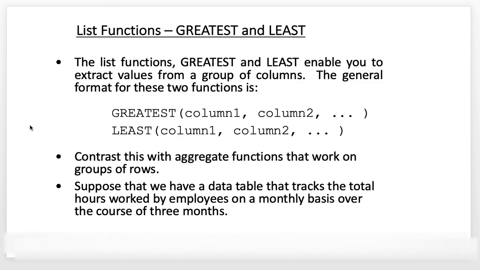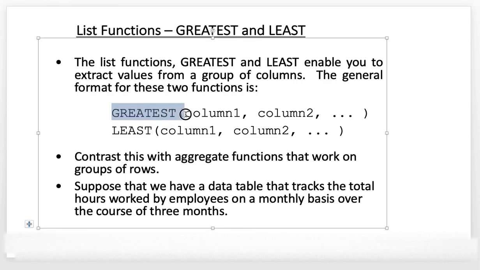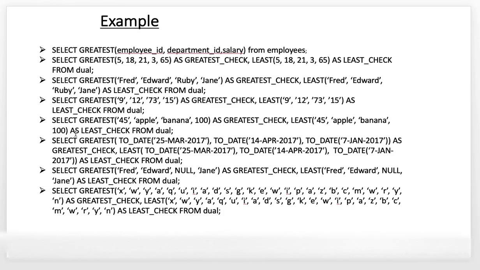The format for these functions is simple. You use the greatest function, and the parameters passed are the column names. There might be column 1, column 2, n number of columns, and the same is with least. In contrast with an aggregate function that works on a group of rows, this works on columns. Now suppose you have a data table that tracks the total hours worked by employees on a monthly basis over the course of 3 months.